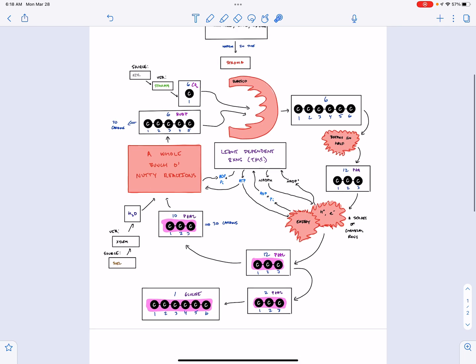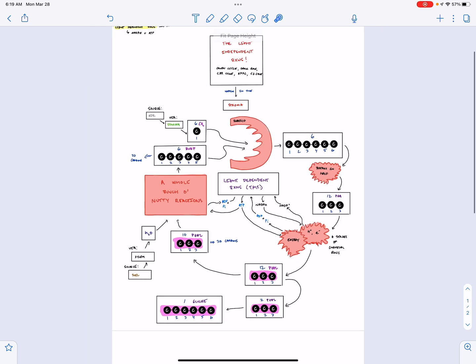Essentially, what all these numbers are telling you is that this cycle has to spin 6 times in order to make 1 molecule of glucose and have enough carbon left over to continue the cycle going again. So the Calvin cycle spins 6 times in order to make 1 molecule of glucose.